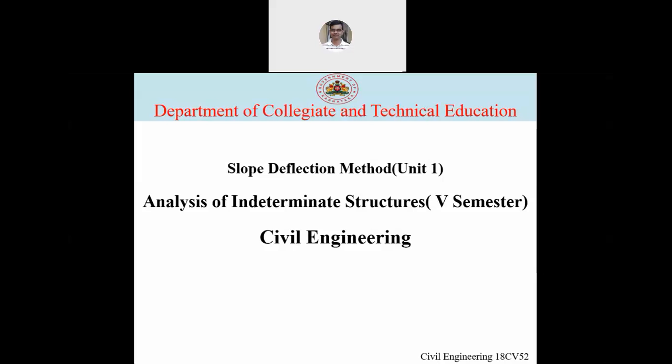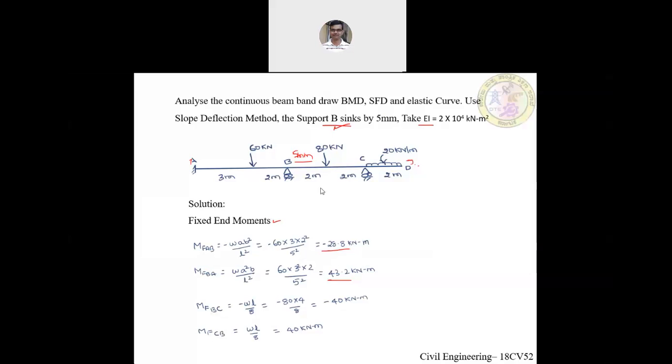In the previous session, we have discussed... In this session also we will continue with the slope deflection method and we're going to apply this for a continuous beam. Now we are taking a numerical example of a continuous beam. We are supposed to use slope deflection method and where the support B is sinking by 5 mm and the flexural rigidity of the beam is given as 2 into 10 power 4 kilonewton meter square.